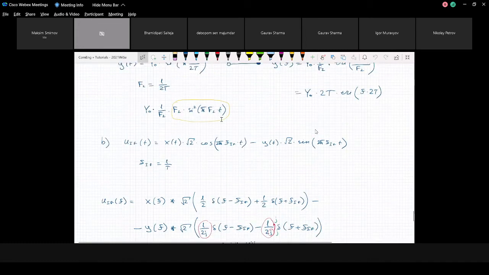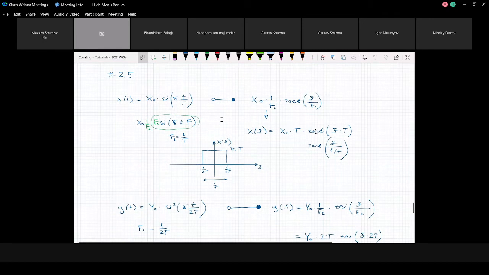Task number 2.5. So, let me find the task itself. So, this is our task. And we have the following situation.